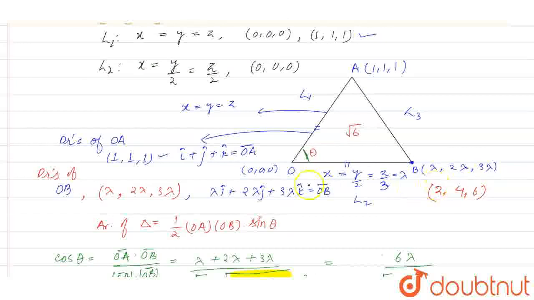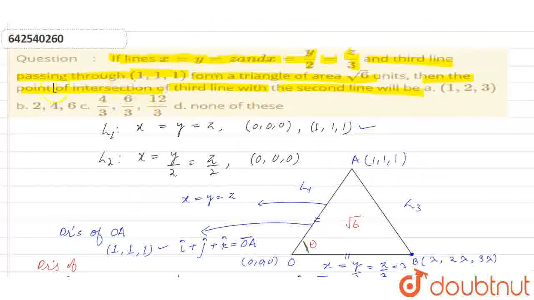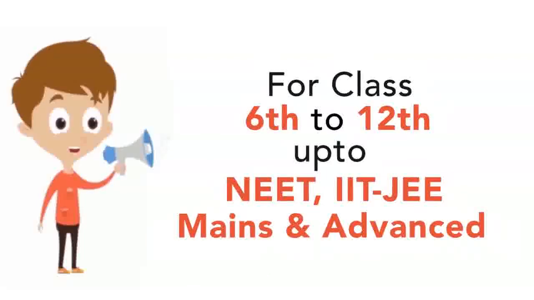Now for lambda equal to 2, if we substitute here, we get 2, 4, 6, which is our required point. So we see which option is correct. 2, 4, 6 is our point, so if we observe, option B is correct. Thank you.